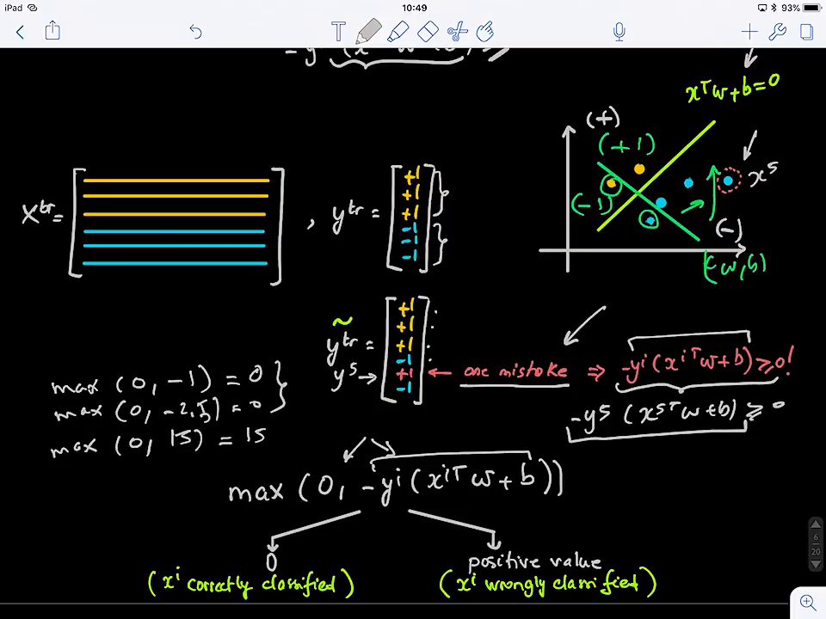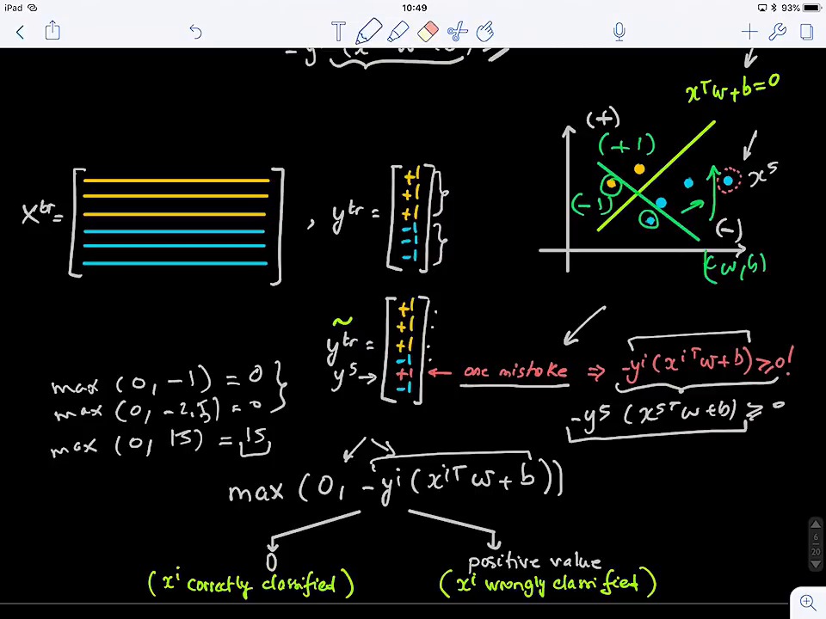So when it takes a 0, we have correctly classified points. If it takes a non-zero, positive value, we have incorrectly classified points, which means that if we have a large value when we initialize our W and our B, we will have maybe 100 or 150. So our goal is to bring that 100 down to something close to 0. Okay, so that's our goal.